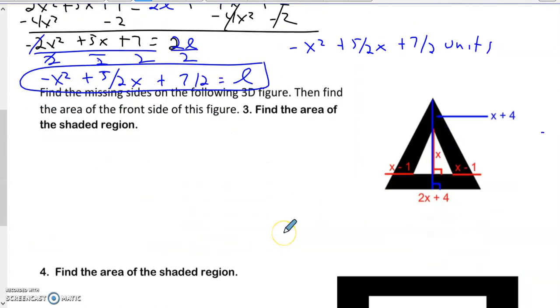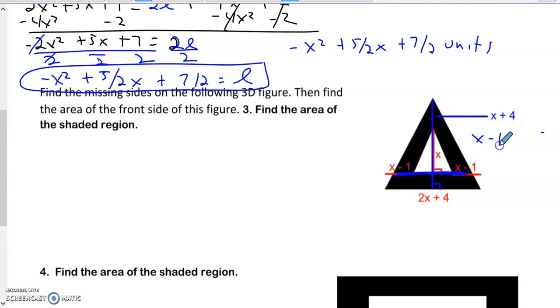Now we're going to be finding the missing sides of the following 3D figure. Then find the area of the front side of the figure. So what I'm going to do here is I need to find this whole side right here. I need to get this. So what I'm going to get is I need to get these two sides.